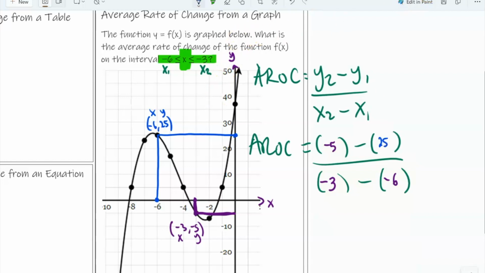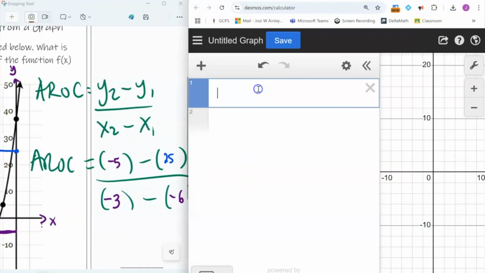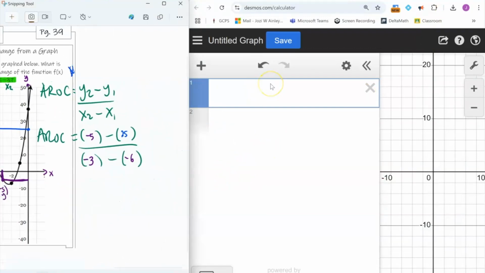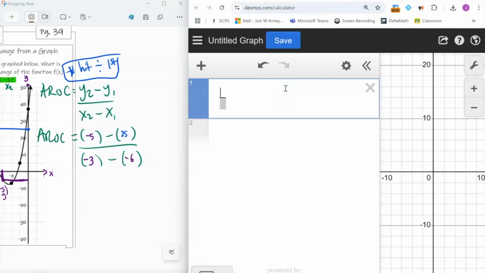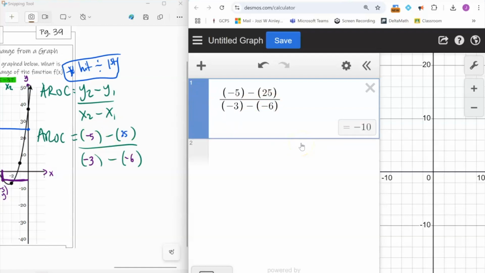That is probably going to be the most complicated part about average rate of change from a graph, because once you can read it off the graph, you're now putting it in the calculator. So remember, make a note, hit divide first in your calculator, because if you don't, it's not going to come out the way you want. Then you're going to put it in parentheses, minus parentheses, over parentheses, minus parentheses. Then you're just going to simply put in the numbers. So the top number is negative 5. Top right is 25. Bottom left is negative 3. Bottom right is negative 6. So you're literally just putting in the numbers. So my average rate of change is negative 10. And that's it. Let's practice.